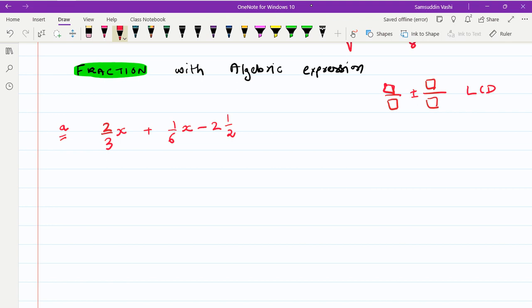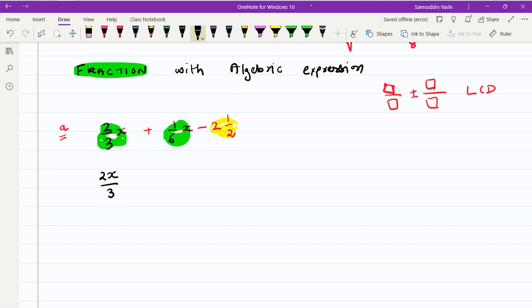So we have alphabets and we have numbers. If I look at the denominator, it is numbers only, isn't it? So my LCD will be a number. Later on, x will also come into the LCD denominator. But for now, let's read with numbers. So I'm rewriting this one so that I can read it easily.